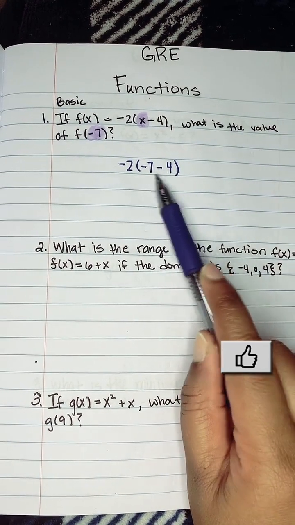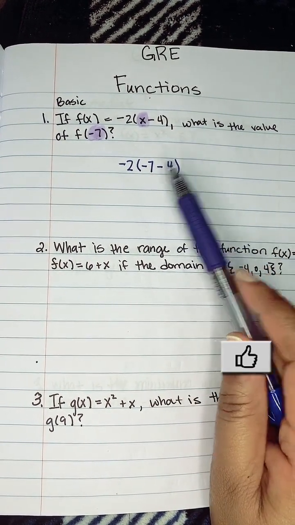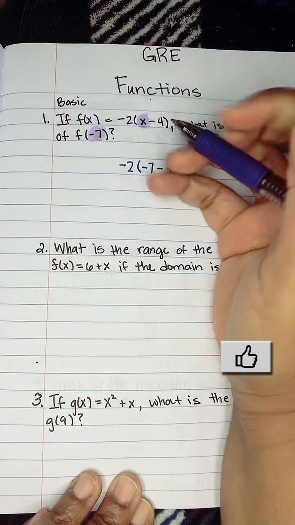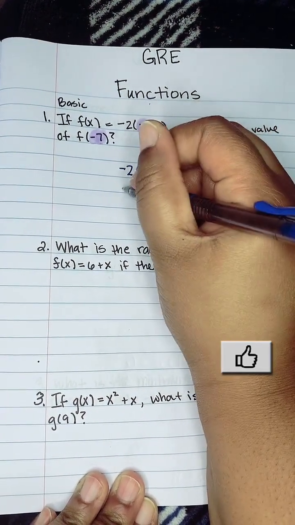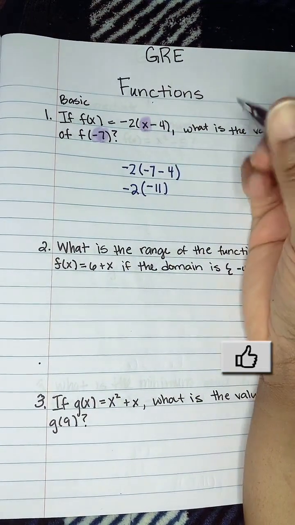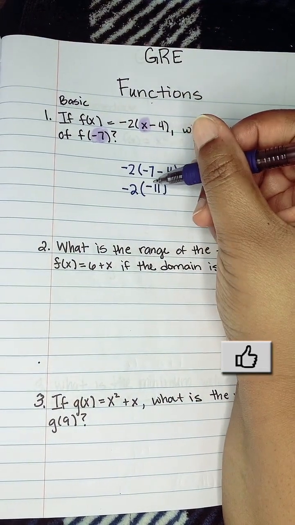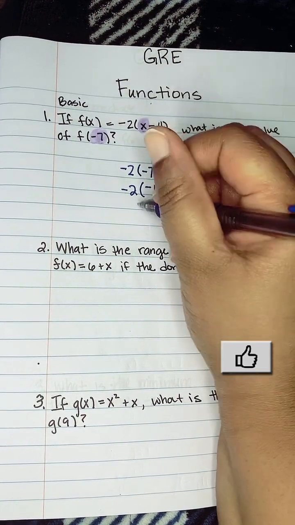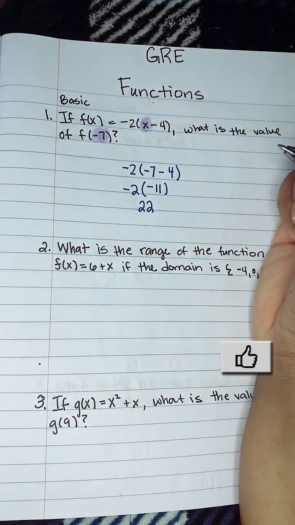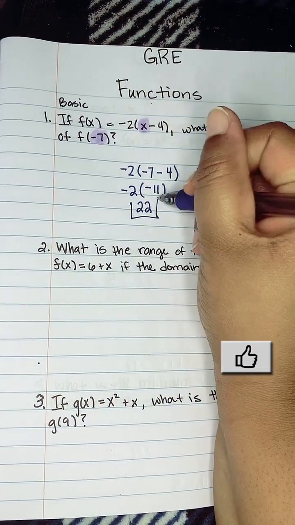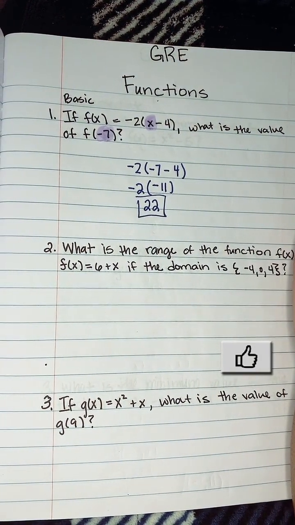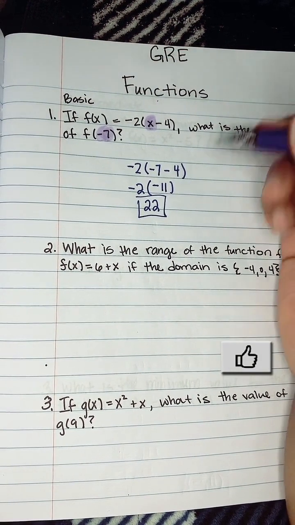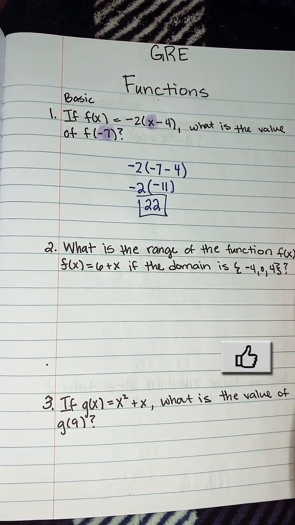-7. So you have to do what's inside the parenthesis first, order of operations. So -7 minus 4 is -11. And then we have a -2 times that. So a negative and a negative is a positive, and 2 times 11 is 22. And this would be our answer.